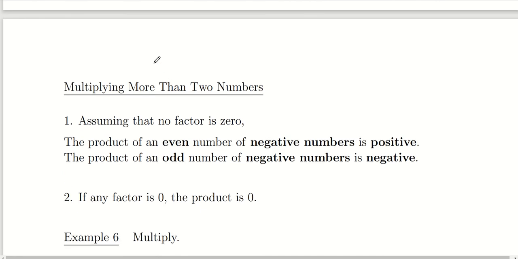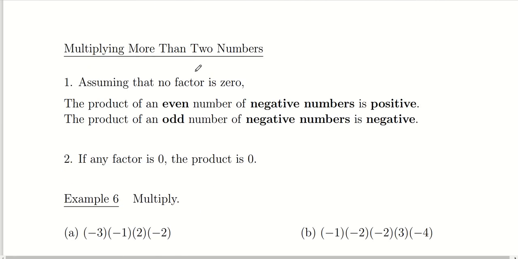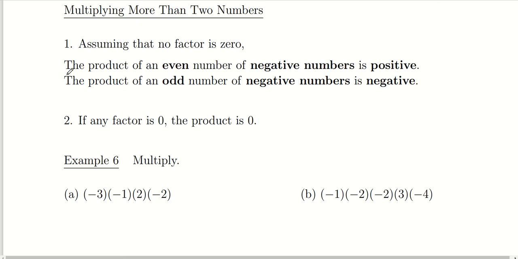The next thing we're going to look at is multiplying more than two numbers. One of the ways you could do this is an order of operations style approach, where you multiply the numbers two at a time, going from left to right, taking your answer, then multiplying by the next factor in the multiplication.